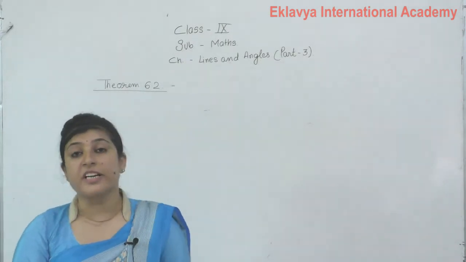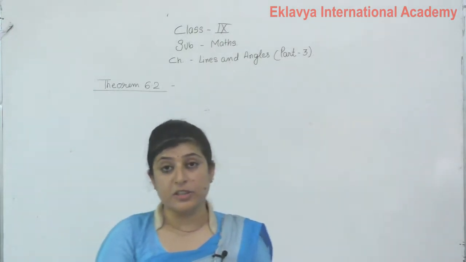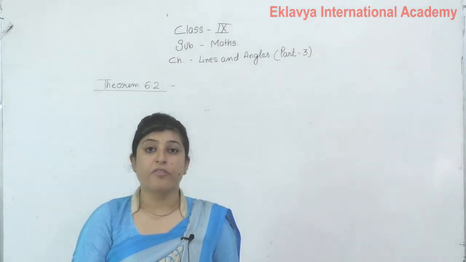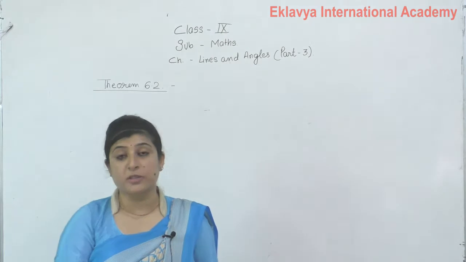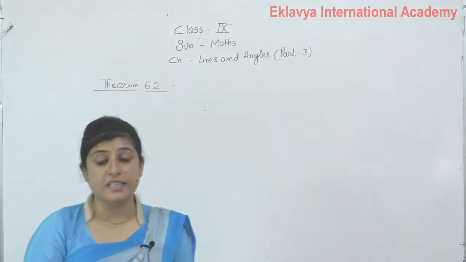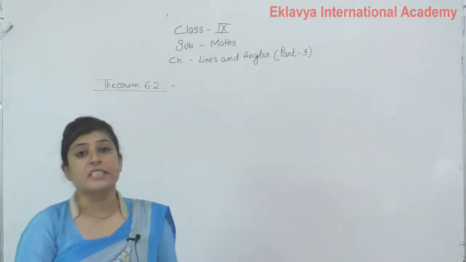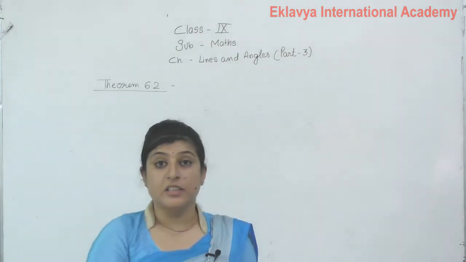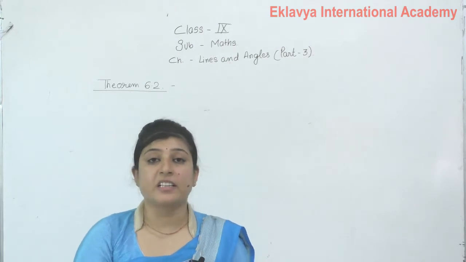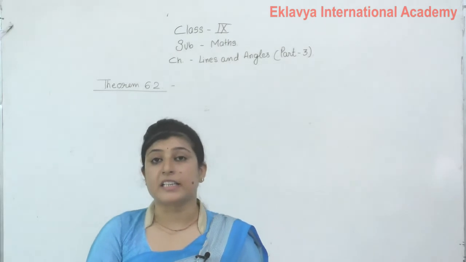First theorem, the vertical opposite angle theorem. Second, the alternate interior angle theorem. Third, the converse of the alternate interior angle theorem. Fourth, the co-interior angle theorem. Fifth, the converse of the co-interior angle theorem. Sixth, if two lines are parallel to the same line, they are parallel to each other. Seventh, the angle sum property of a triangle. And eighth, the exterior angle property of a triangle.